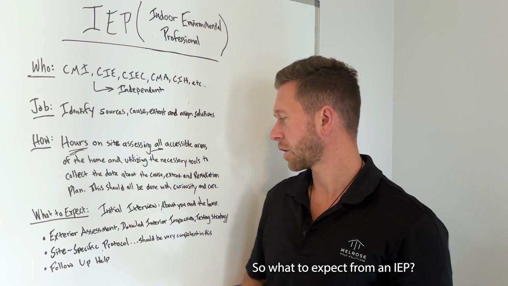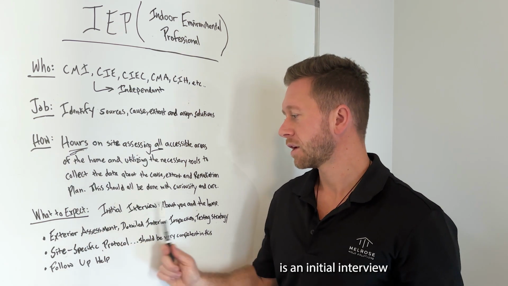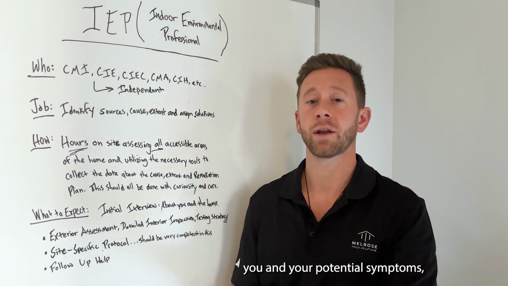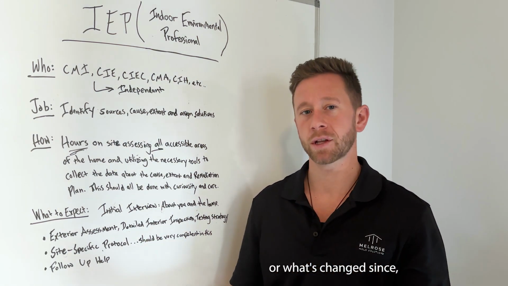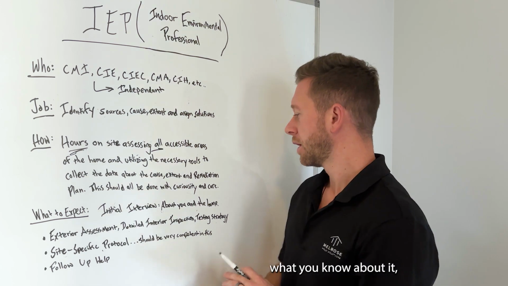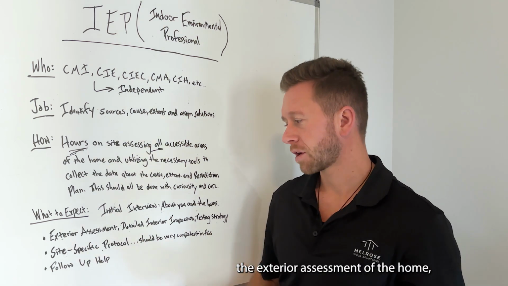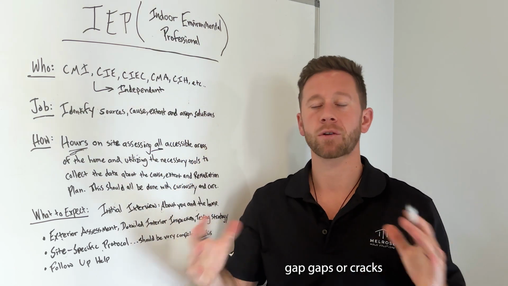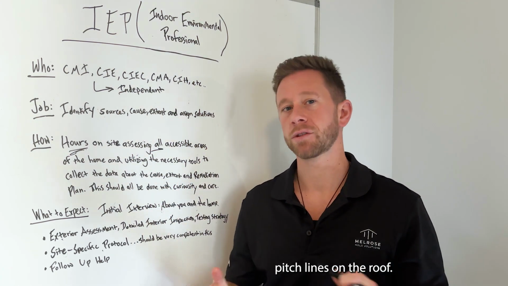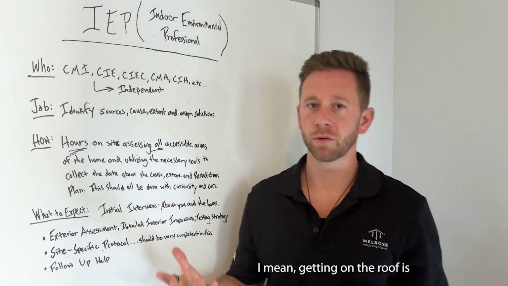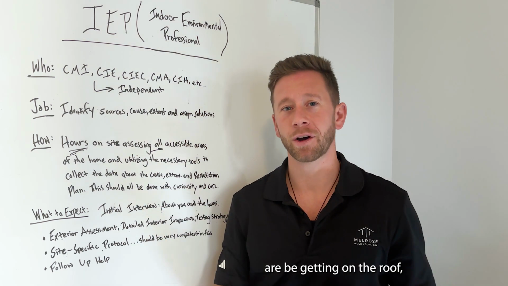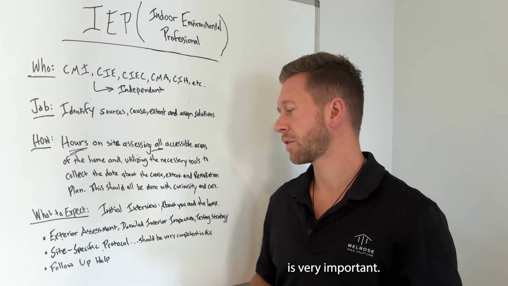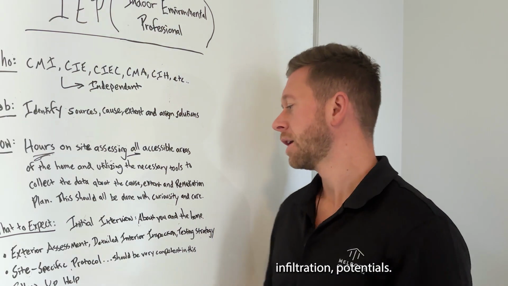So what to expect from an IEP is an initial interview that's very thorough to collect all the data about the home's history, you and your potential symptoms, or what's changed since moving into that environment, what you know about it. The exterior assessment of the home is grading and drainage and gaps or cracks in the home, different pitch lines on the roof. Getting on the roof is not something all IEPs will necessarily do, but having a really good idea of the outside of the home is very important, and moisture infiltration potentials.